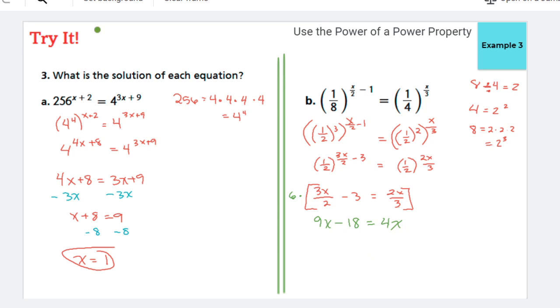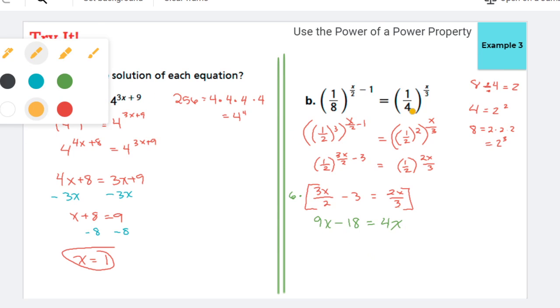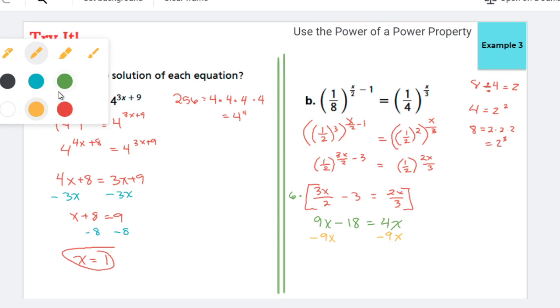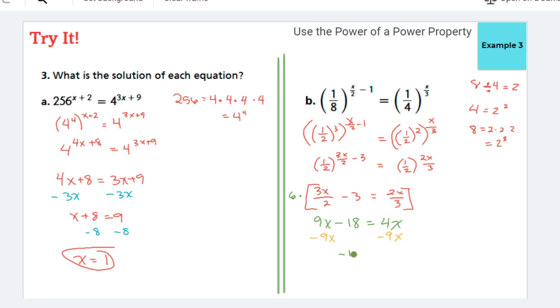And now it's just a normal Algebra 1 problem. So I need to get all my x's to one side. So I'm going to subtract 9x from each side. Now I don't like having all these negatives here. I don't need all that negativity in my life, you know. So if you wanted to do extra steps, you could add 18 and subtract 4x. But I'm also really lazy, so I'm just dealing with the negatives here, and that's okay.